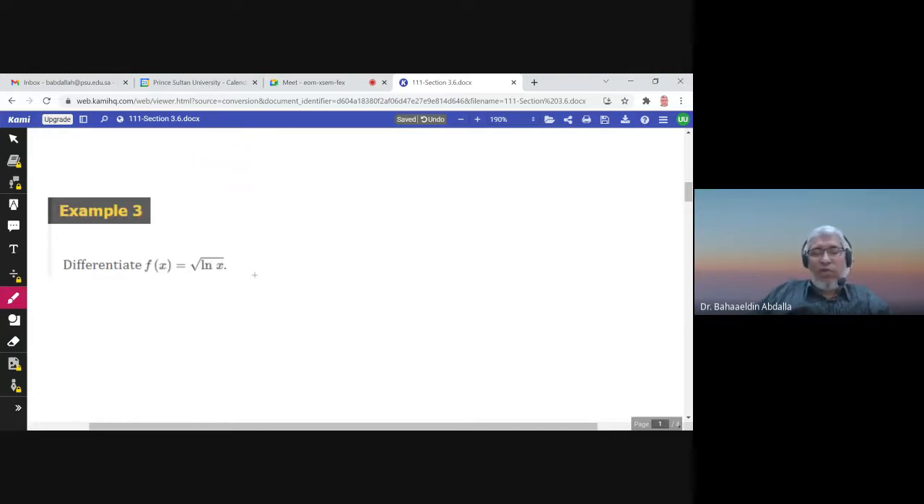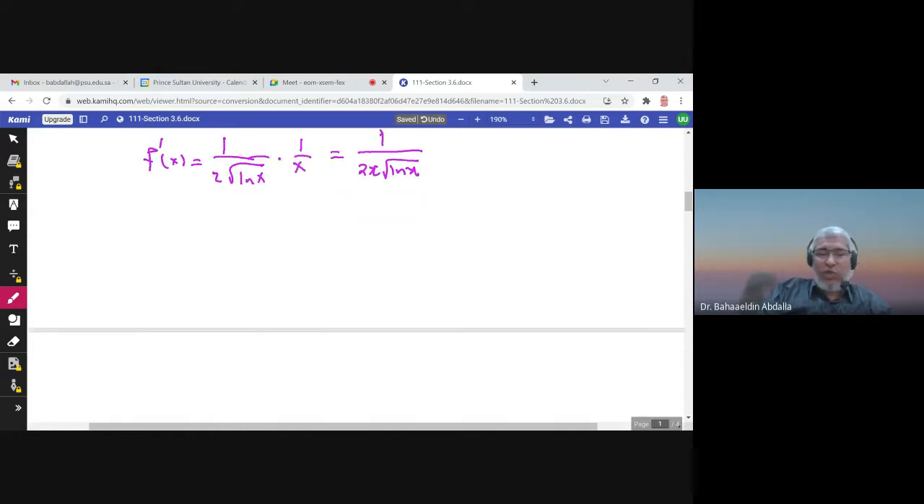Now here, what do you have? We have a square root. So the derivative of the square root, if you remember, is 1 over 2 times the square root, then times the derivative of the radicand inside the square root, ln x. So the derivative of ln x is 1 over x. So the final answer would be 1 over 2x times the square root of ln x. This would be the derivative of this function using the chain rule.